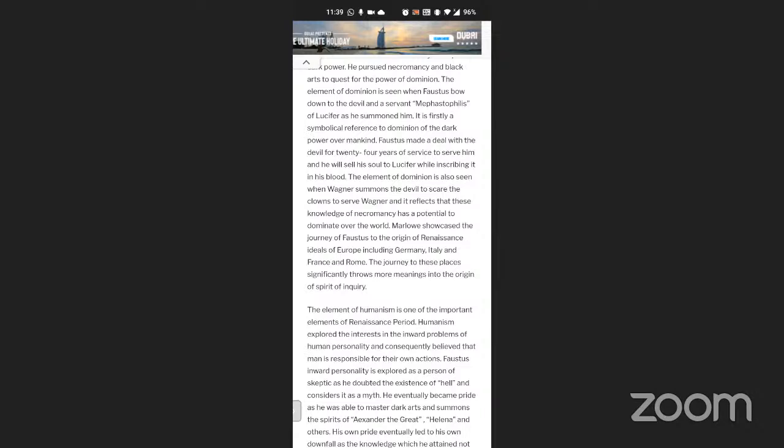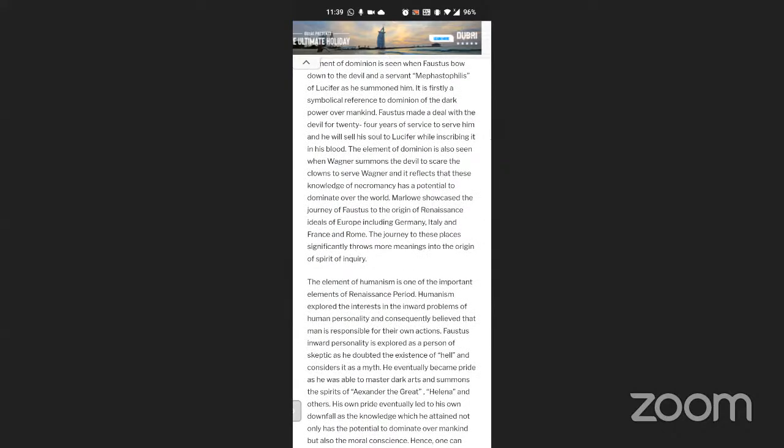Okay. Faustus's inward personality is explored as that of a skeptic. Skeptic means he does not want to accept that whatever is happening in his life is his own mistake. He was just running from his own actions, as he doubted the existence of hell and considered it a myth. Even though he has so much knowledge, even though he is a very intellectual person, even though he has read about hell, heaven, God, Shaitan in textbooks, he is not ready to accept that after he delivers his soul to Lucifer, he will go to hell. Okay.